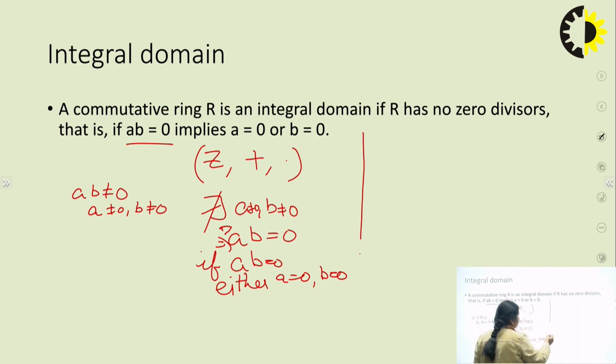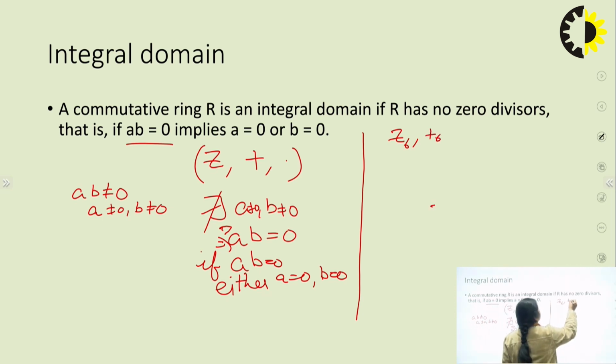If I talk about the second ring that we took as an example, that is the modulo set with 6, modulo addition, modulo multiplication.